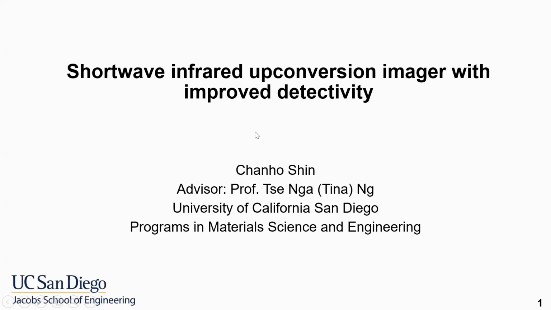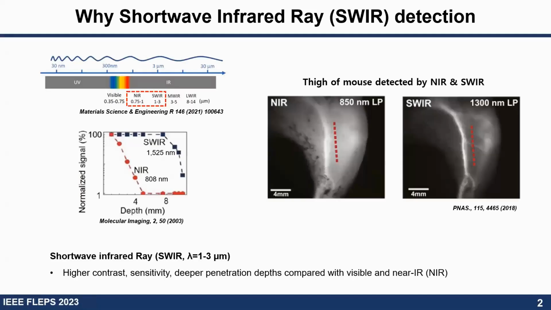Today I'm going to talk about the shortwave infrared conversion imager with improved detectivity. First, infrared is classified by its wavelength range, such as near IR, shortwave IR, and midwave IR. Near IR is from 0.7 to 1 micrometer, and shortwave IR is 1 to 3 micrometer.